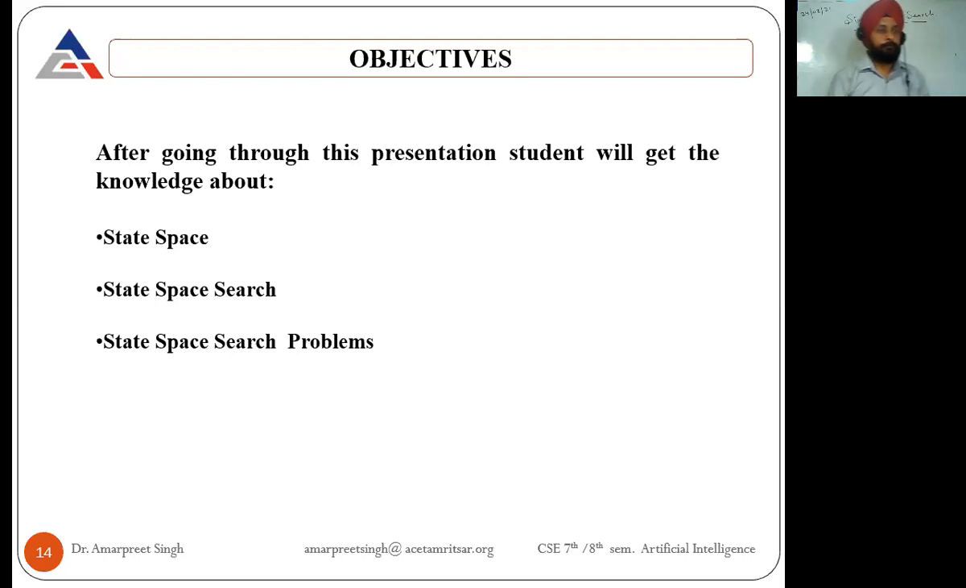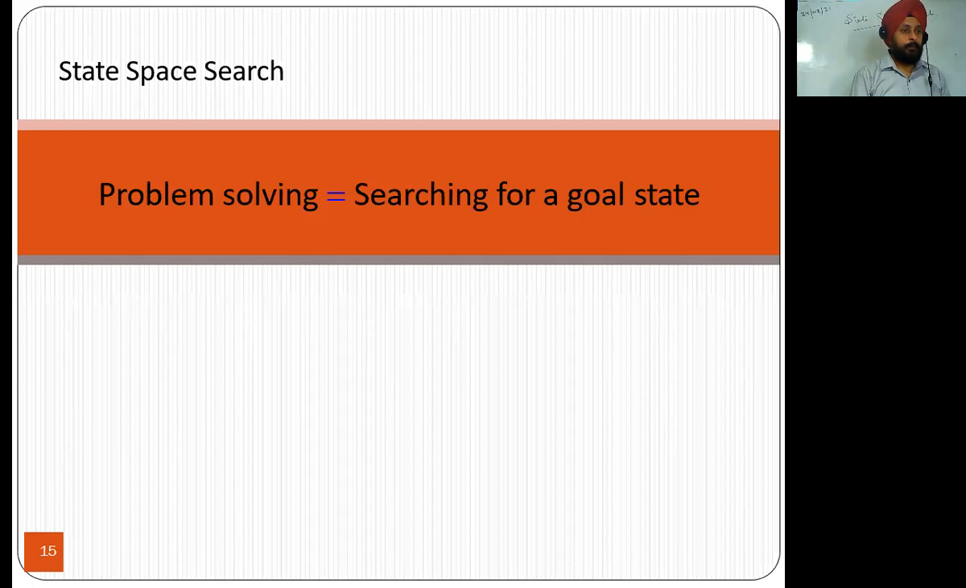Next slide, please. What happens basically is searching for a goal state. So what is problem solving? Problem solving is searching for a goal state. Just see here, this is the problem and we are taking certain steps: step 1, step 2, step 3, and we find the goal state.